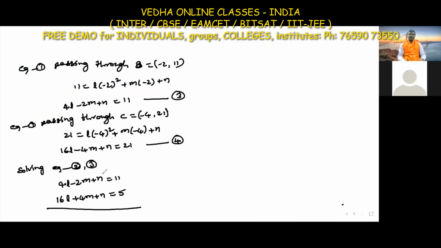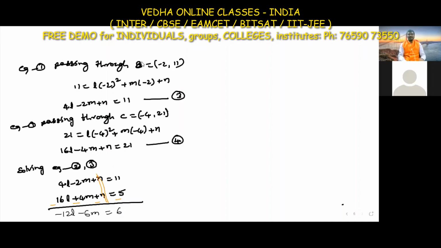So we are subtracting here. Minus, minus, and minus. The n gets cancelled, you can cancel the n and n. So 4l minus 16l, that is minus 12l, minus 2m minus 4m is minus 6m, equal to 11 minus 5. What is 11 minus 5? That is 6.